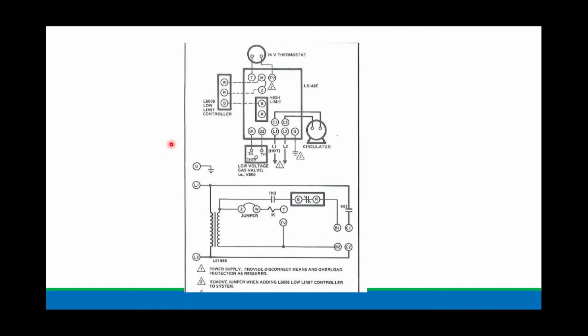L1, L2, well, that's your incoming power. And B1, B2, that's where the gas valve would be located. But it doesn't tell you the sequence of operation. Let's look at the bottom drawing. The bottom drawing is going to show you the sequence.